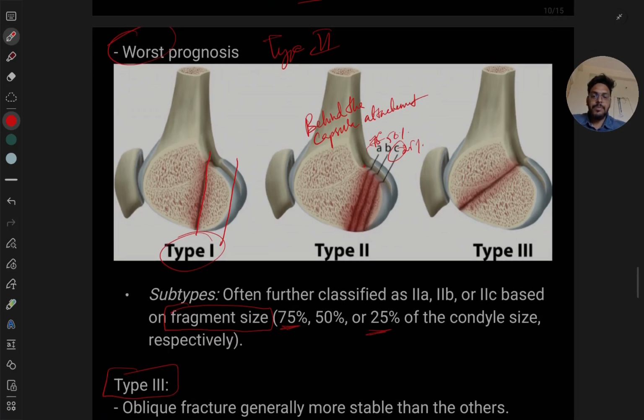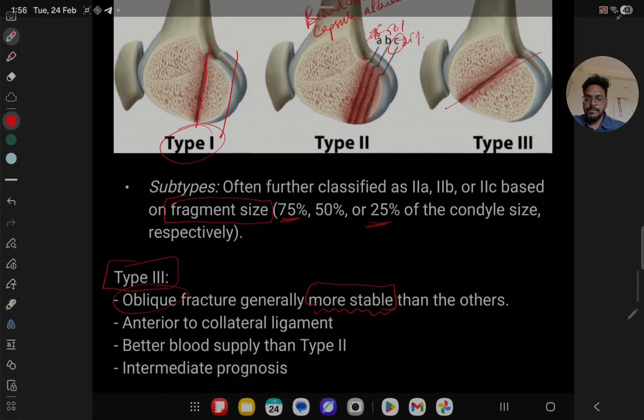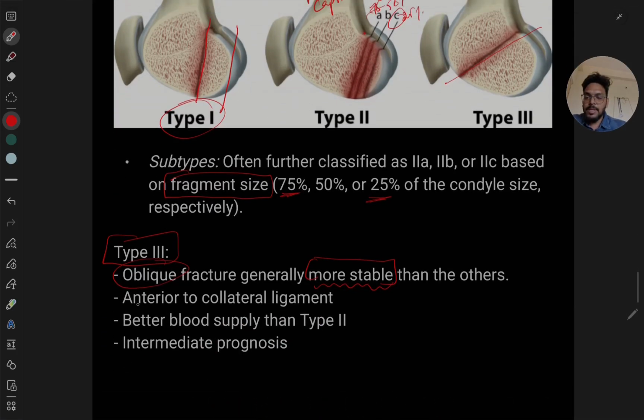So continuing with type 3. Type 3 is a very oblique fracture. As you can see, it is an oblique fracture and it is more stable than type 1 and type 2. It is a fracture anterior to the collateral ligament, so it has a better blood supply than type 2 and has an intermediate prognosis. Type 1 has a very good prognosis, intermediate prognosis is for type 3, and the worst prognosis is for type 2.